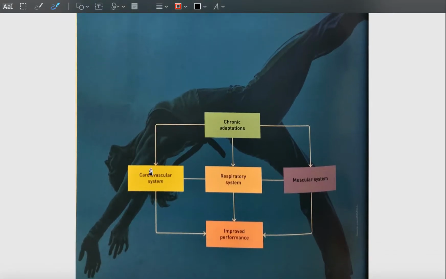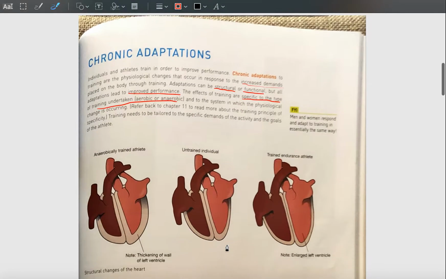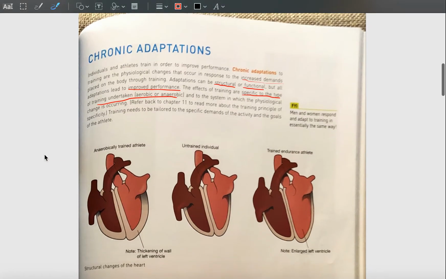So as I said, there's changes that take place in the cardiovascular, the respiratory, and the muscular systems, calling upon your knowledge from year 11 PE. And all three of those change areas will improve performance. Now, I've already gone ahead and underlined a few things to save me time here, but I really need to explain a few things to you.